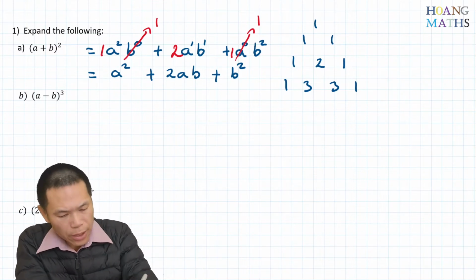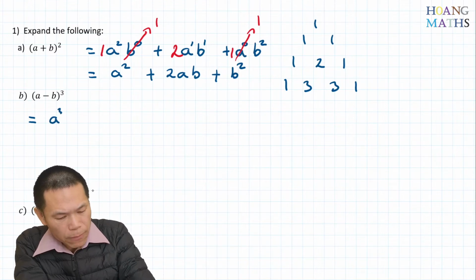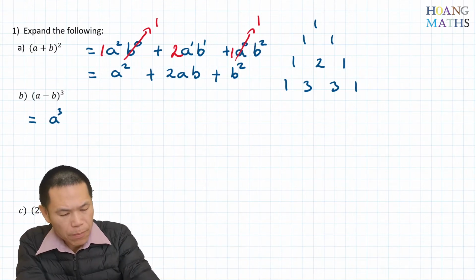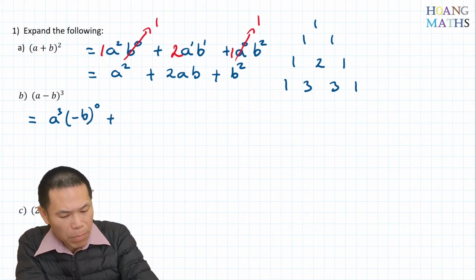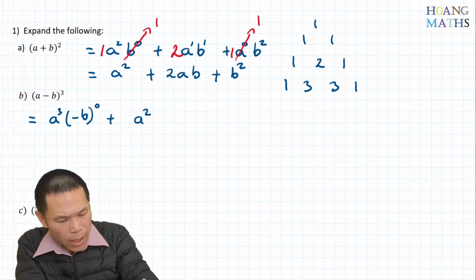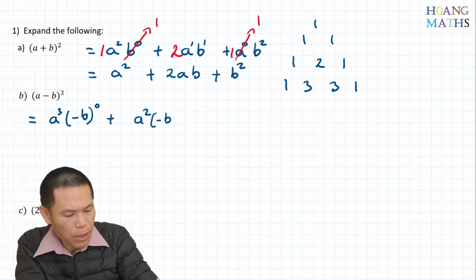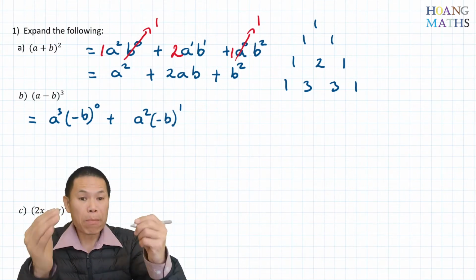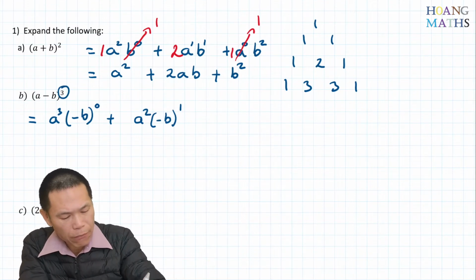So let me expand this first. We start with A to the power of 3, always, and B to the power of 0. But because we have a negative, just write this down, the whole lot to the power of 0. And then the power of A is reduced, which is A squared, and the power of this one increases by 1, which is negative B to the power of 1. And remember, okay, these numbers must add up to give me power of 3. Just remember that for me.